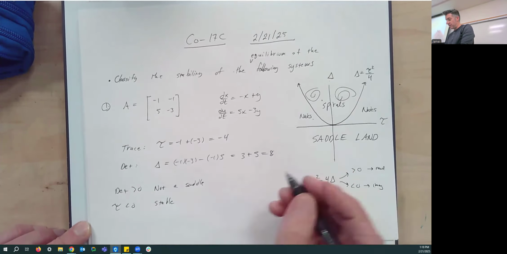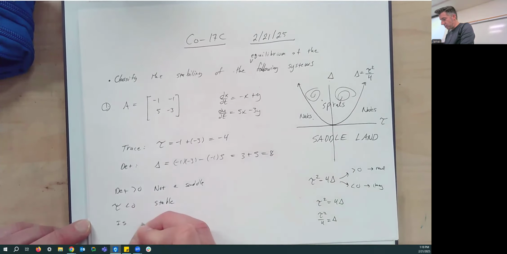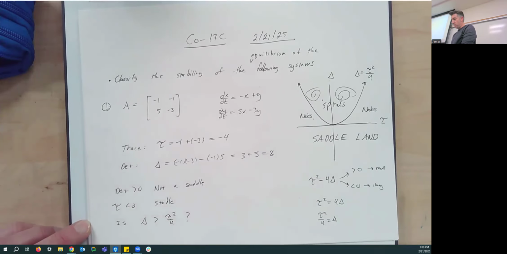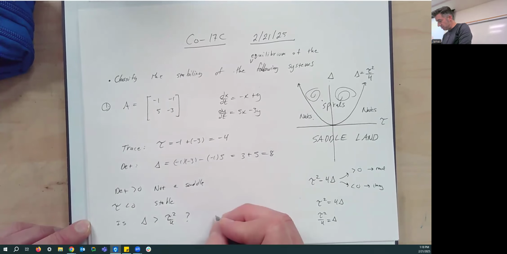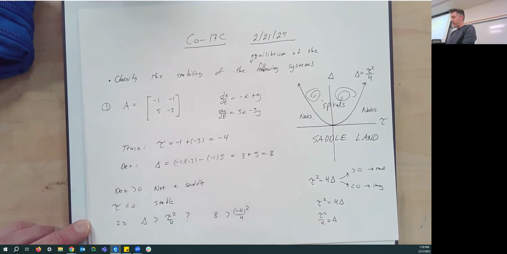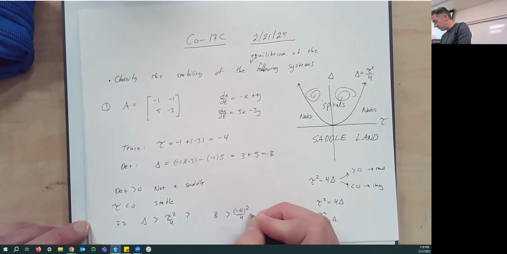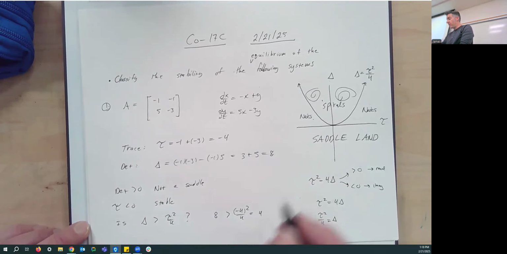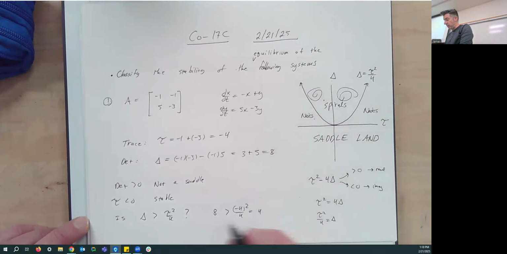So the question is, is your determinant bigger than tau squared over 4? Let's see. Our determinant is 8. Is 8 bigger than negative 4 squared over 4? It's not. Or it is. Sorry, it is. So yeah, it is. Apologies. It definitely is bigger. So that's going to be that. So we're up here in spiral land, so we have a stable spiral.